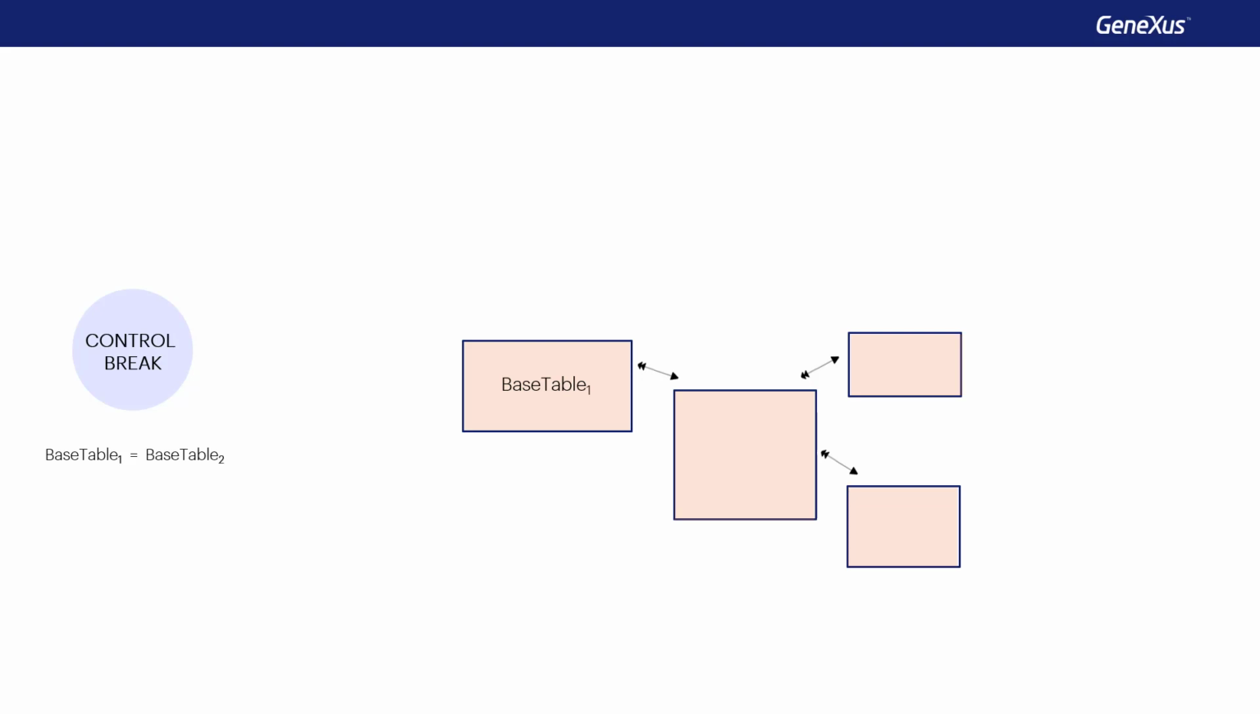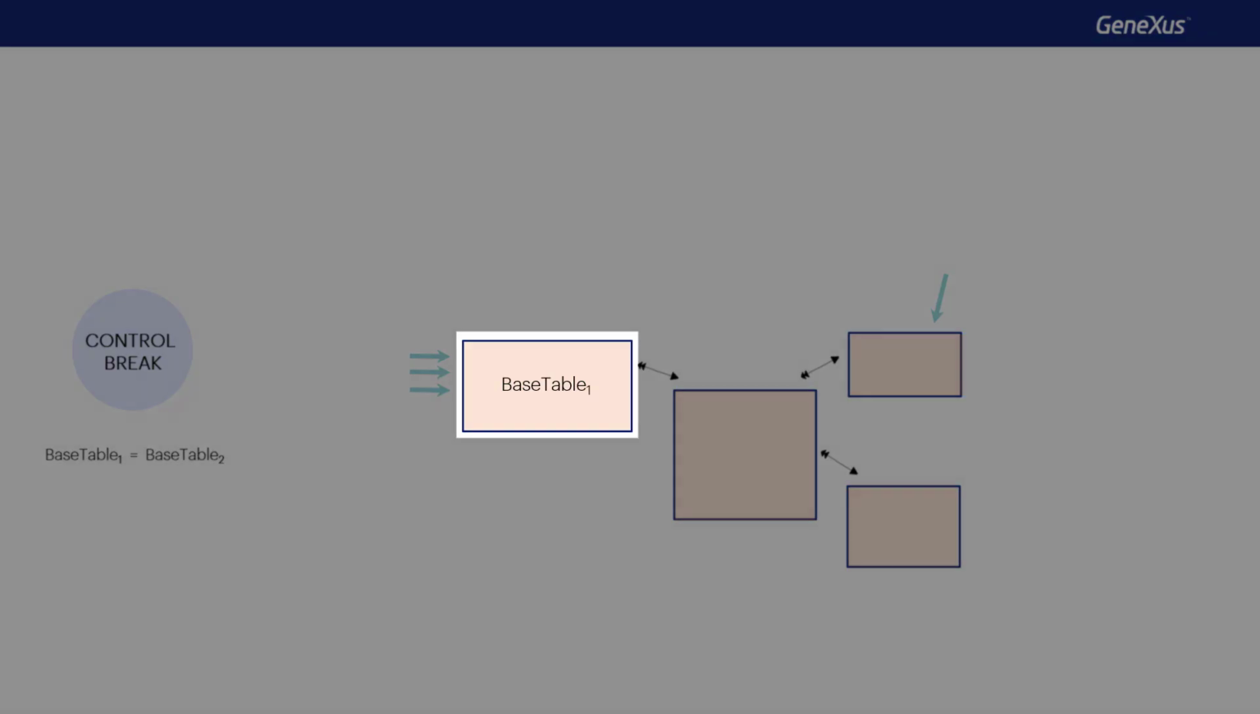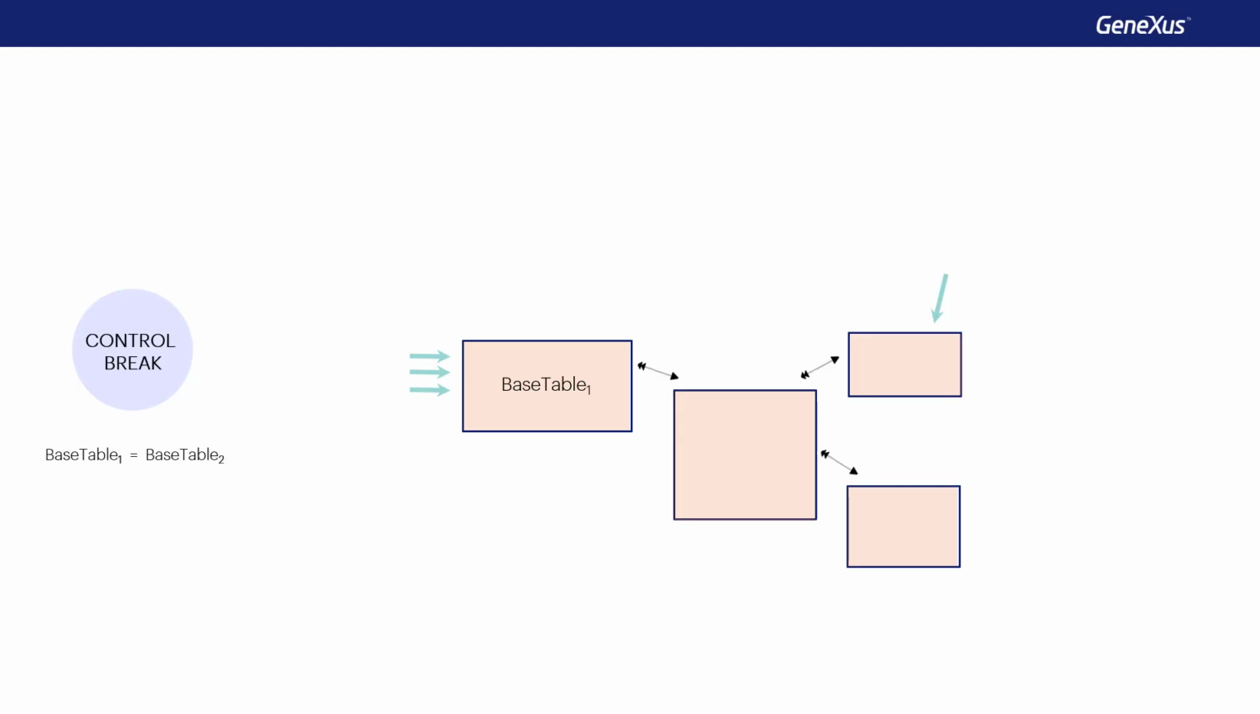Now, let's examine the control break. We know that it takes place when the base table of every for each command is the same, and it only makes sense when we want to process grouped information. It can be grouped by any attribute or set of attributes of the extended table. For example, we group according to the value of an attribute of this table, which should appear in the order clause, and we process all the associated records of this table and the extended table that have the same value for that attribute.